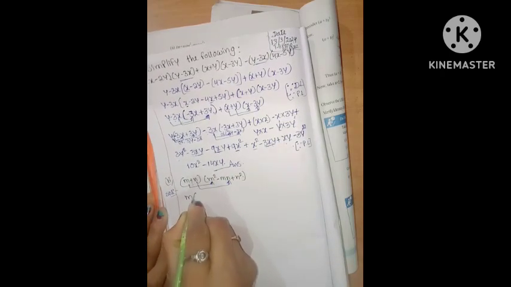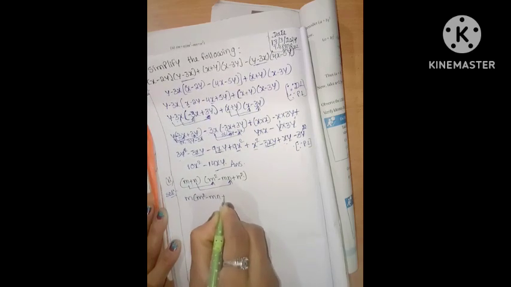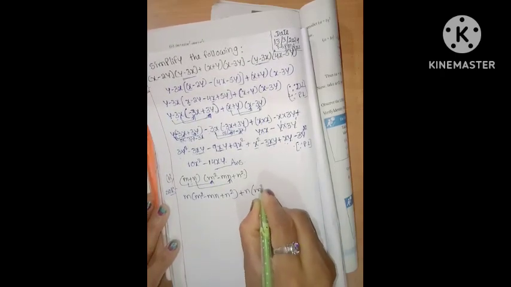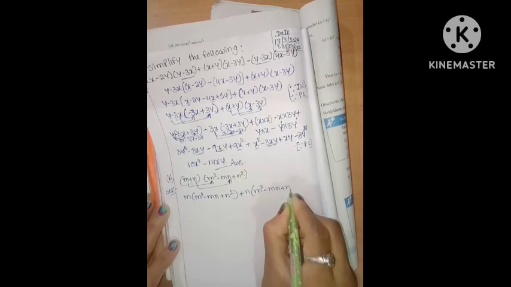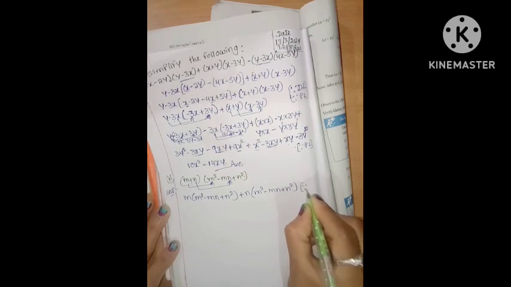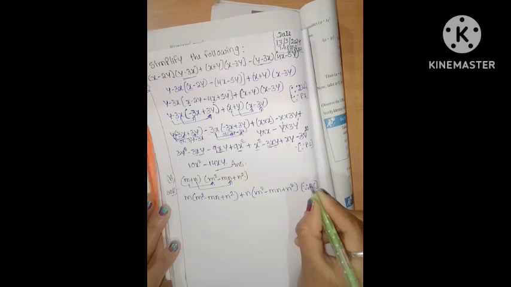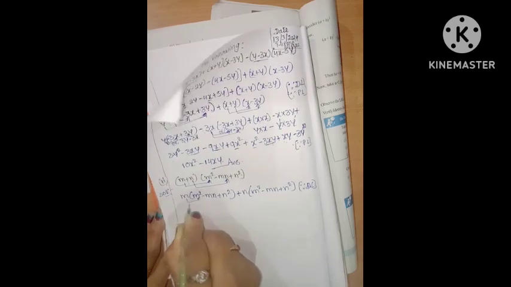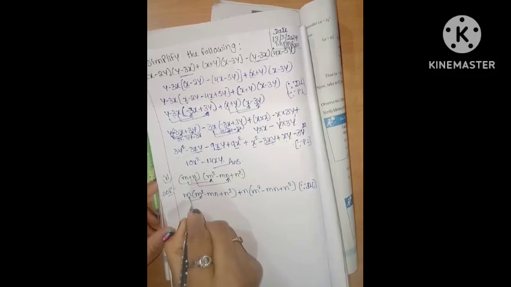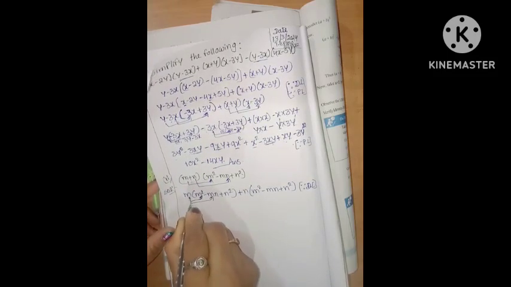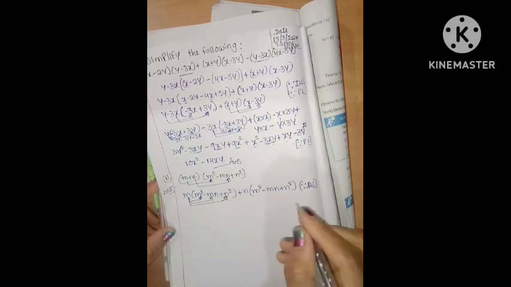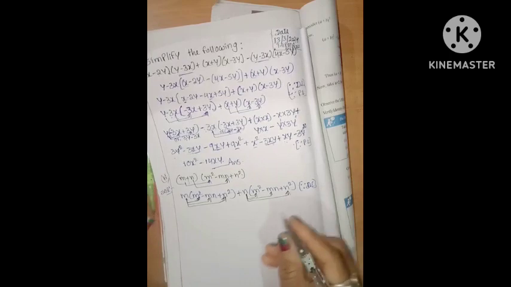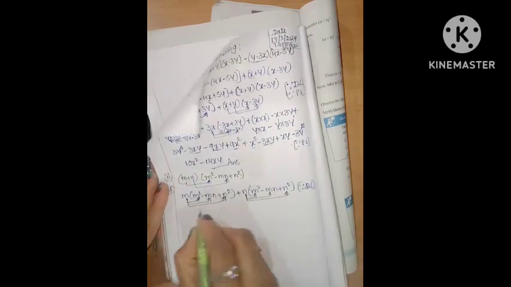So, m into (m² − mn + n²). Next, the second term into the polynomial, the trinomial, by using the distributive law. Then again, you have to use the distributive law. Here it is a monomial. The monomial is multiplied by each term of the polynomial. Here it is also the same. Then again use the distributive law. You have to use this one only.